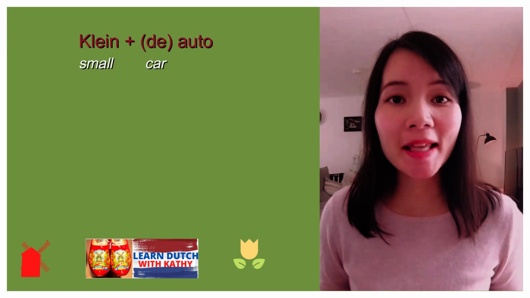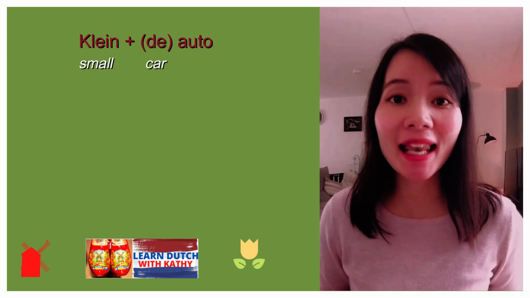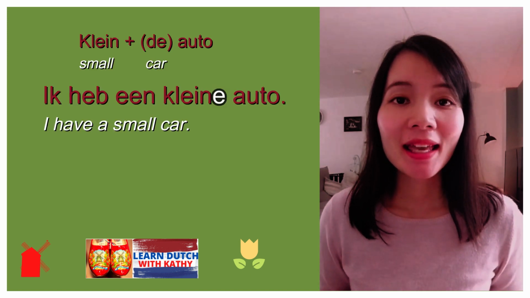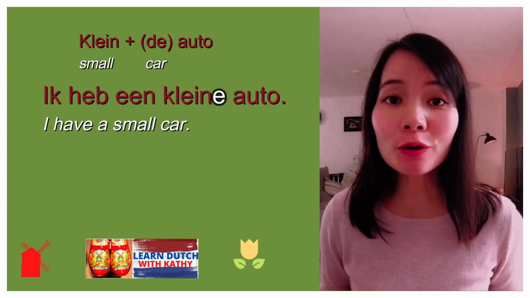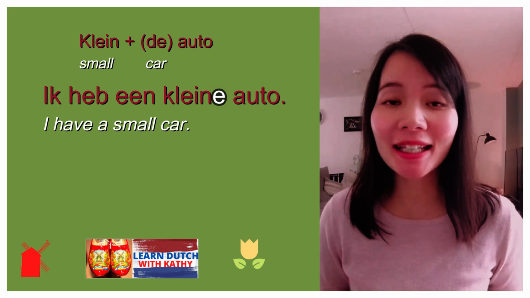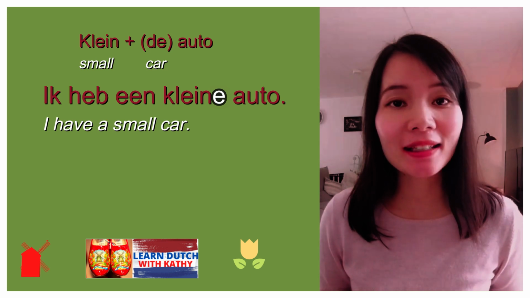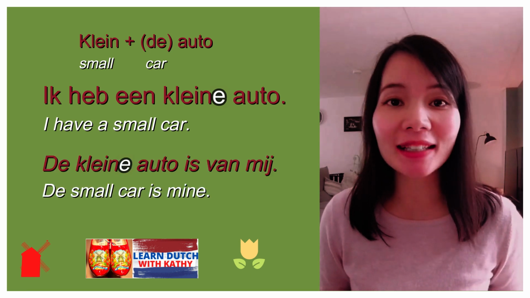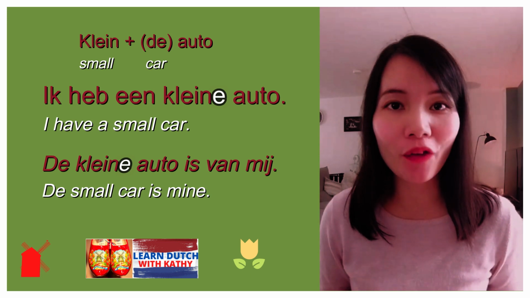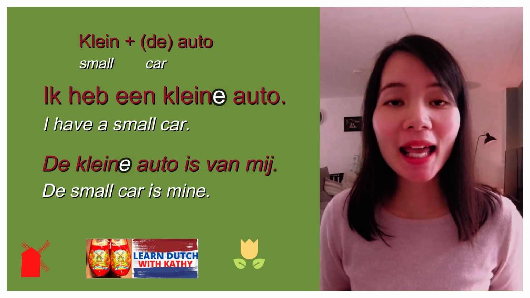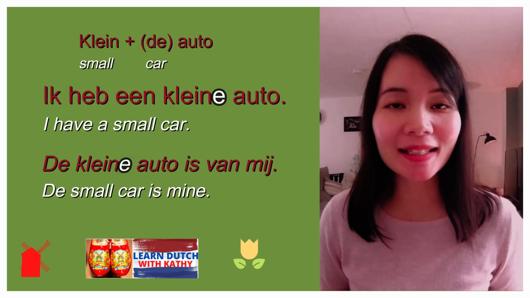So let's take another example with the same adjective klein. Ik heb een kleine auto. As you could see in this situation, an e is also added at the end of the adjective klein. Een kleine auto. And the kleine auto is van mij.